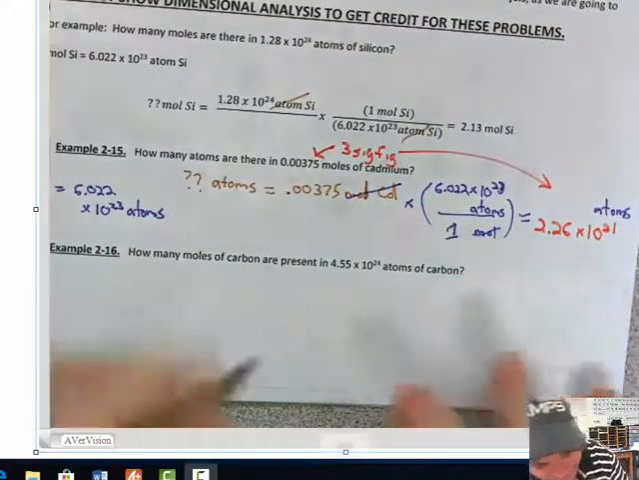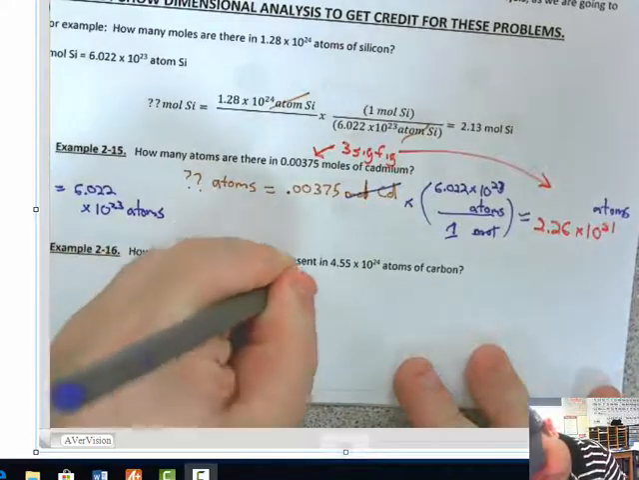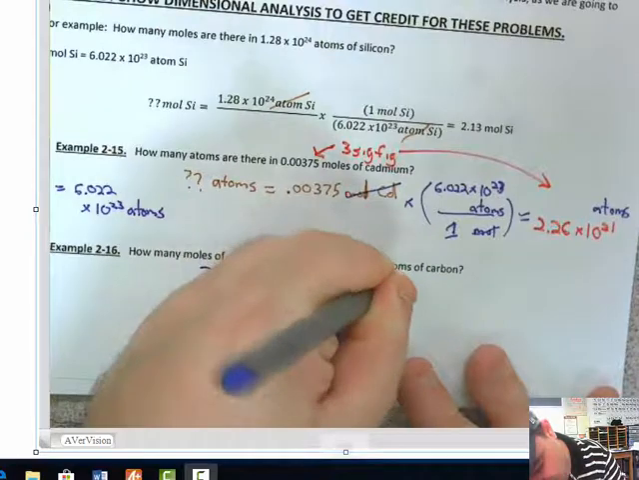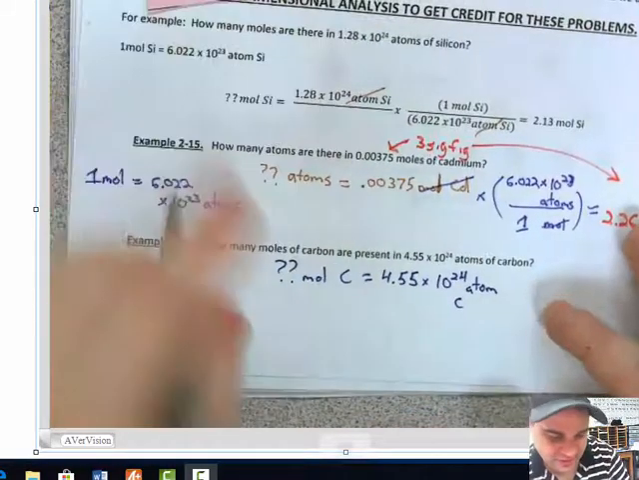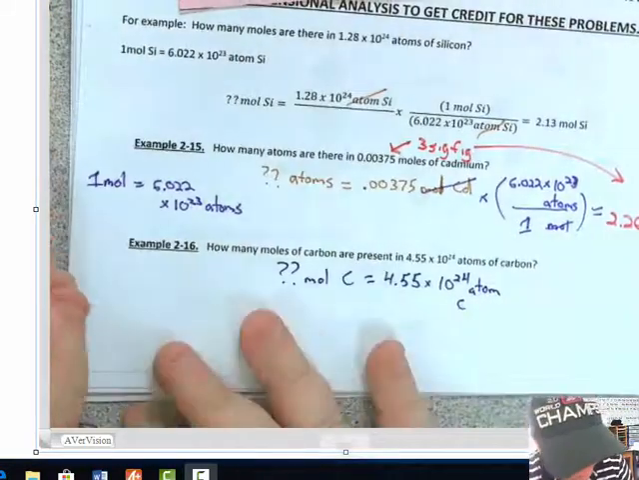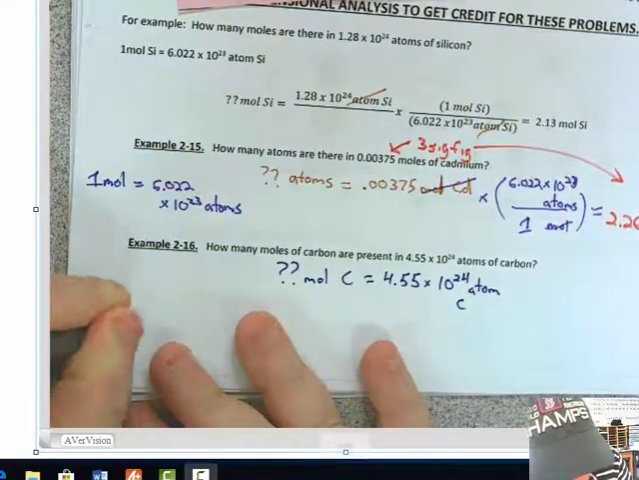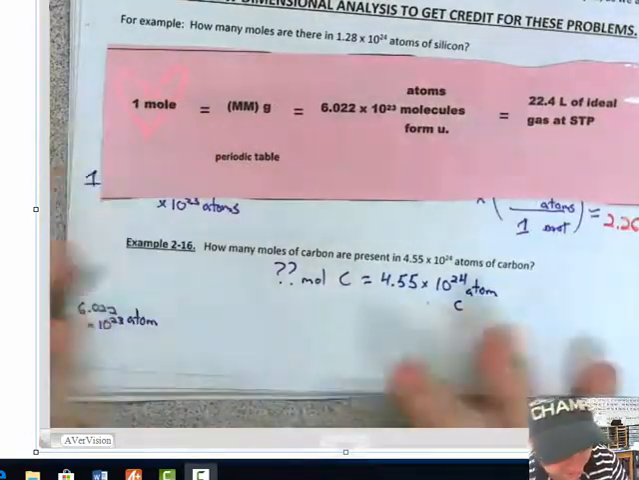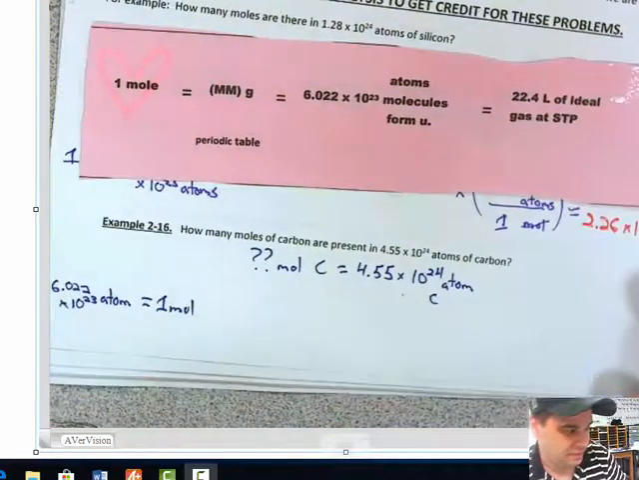How many moles of carbon are present in 4.55 times 10 to the 24th atoms of carbon? Okay, so we look to see what our conversion factor says about atoms. It says 6.022 times 10 to the 23rd atoms. What does our conversion factor say about moles? It says 1 mole. So again, this is going to be a one-step problem here.